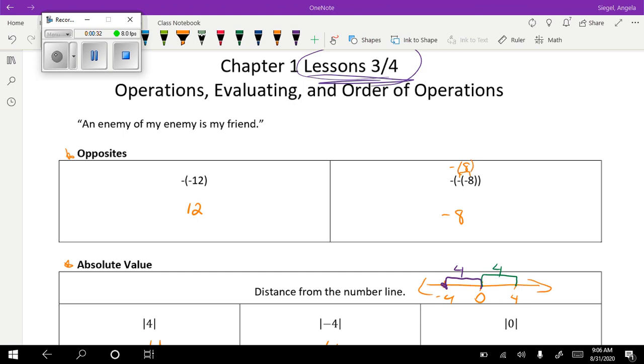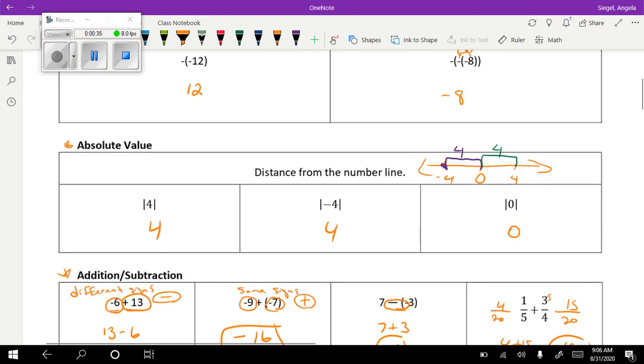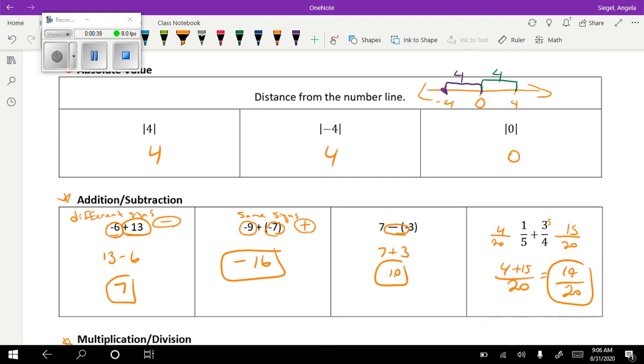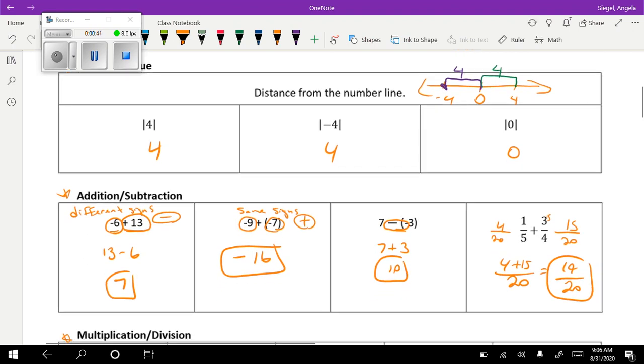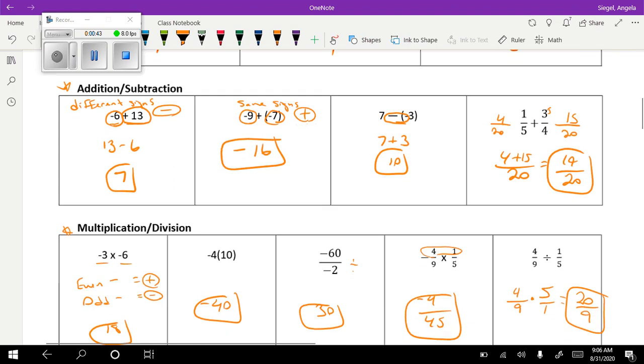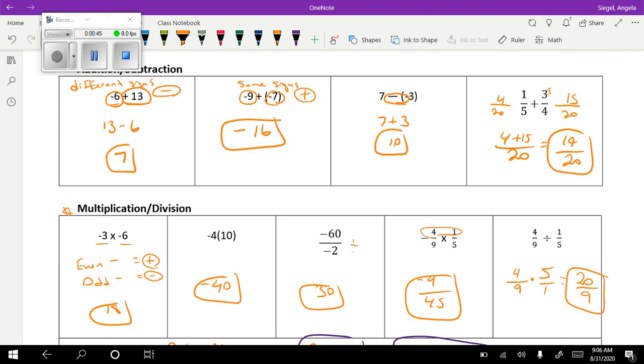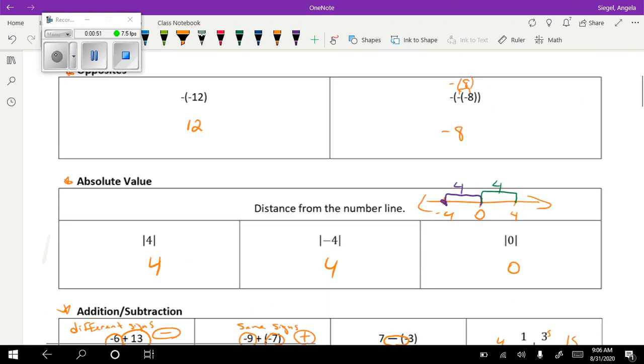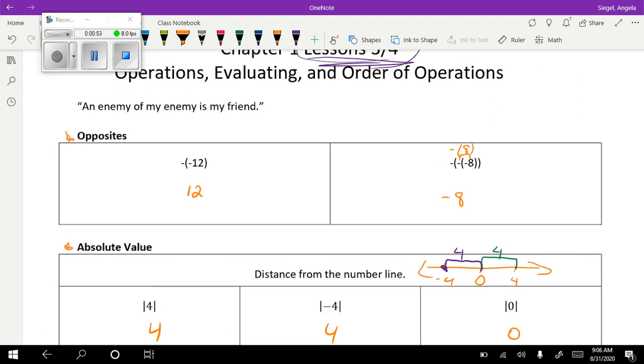So go ahead and go through here and see if your answers match mine. This is the entirety of lesson 3. So again, you can see that it's all review. So let's go ahead and go back up here.